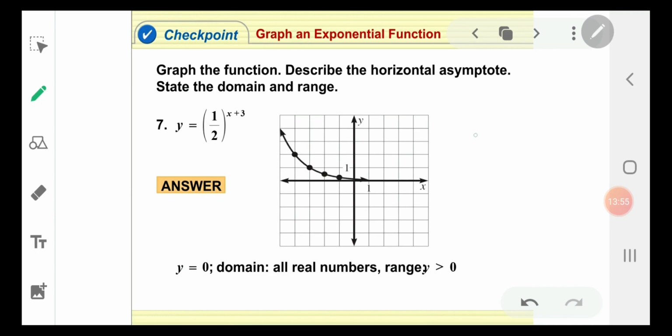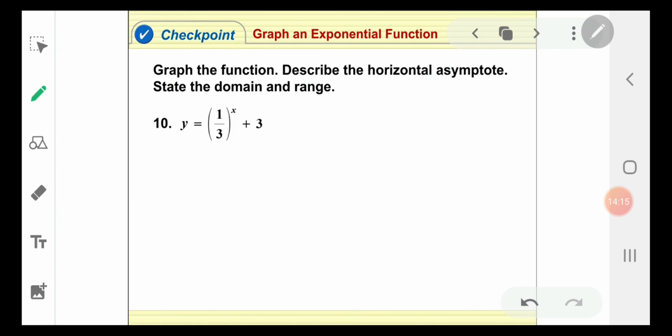For the domain, it's all real numbers. For the range, y greater than 0. Again, I'm repeating over and over: horizontal translation never affects the domain and range. They always are the same. The domain, all real numbers. The range, y greater than 0, because the graph here is all above y equals 0, which is the x-axis.